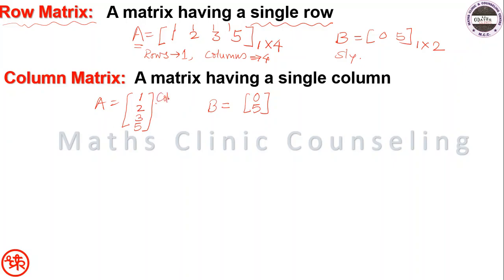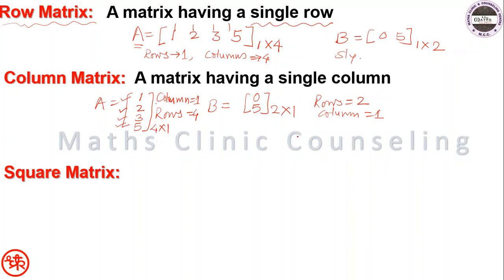Okay, so look at here, how many columns are here? Columns equal to 1. And how many rows are there? Rows equal to 1 2 3 4, horizontal line. So 4. So what is the order here? 4 by 1. Is that clear? Here also, what is the order? Order is 2 by 1, because rows equal to 2 and column equal to 1. So a matrix having a single column is called a column matrix.